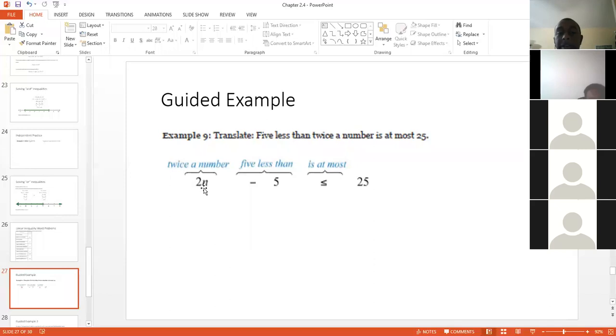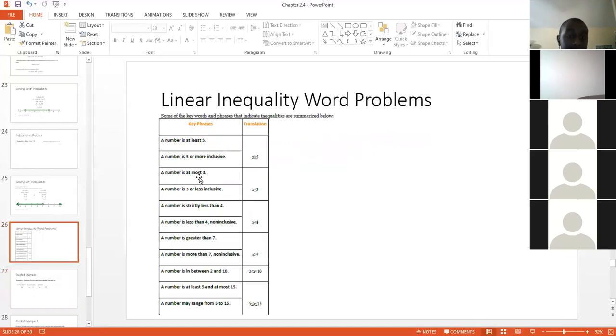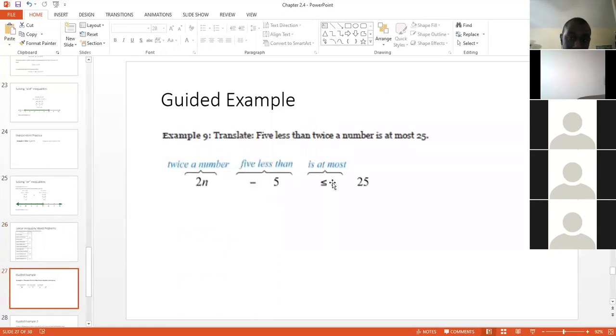So they use the variable n. So the n times 2, the coefficient 2. So 2n, twice the number, less than 5 less than. So subtracting 5 from it is at most 25. So whenever you have at most, we're using a less than or equal to. Less than or equal to, at most. If it's a greater than or equal to, then it's at least. So 25.